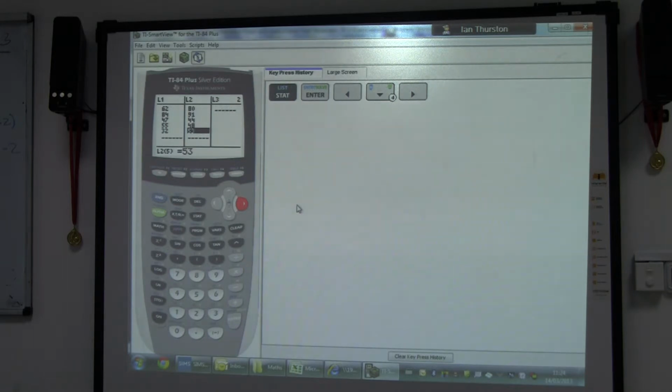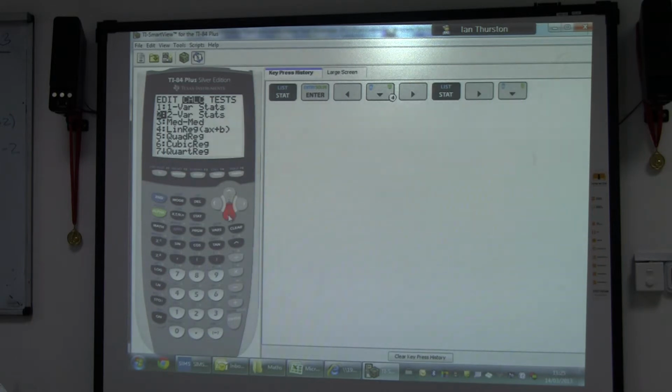Okay, so let's now do some calculations. So we go to Stat, and scroll across from Edit to the word Calc, so 1 to the right. And the one we are interested in is number 4, LinReg, ax plus b. Hit Enter for that one, or you can just press number 4 and it comes up. There you go, that's what it's going to do for us.